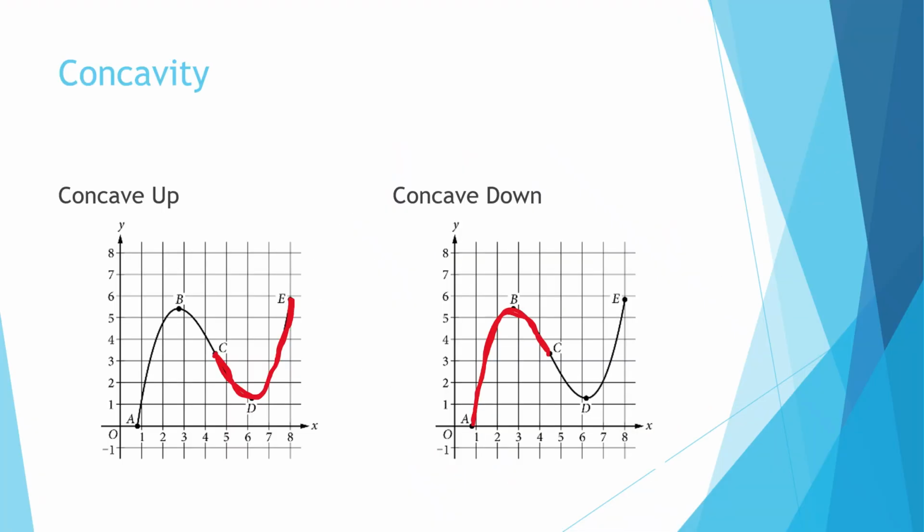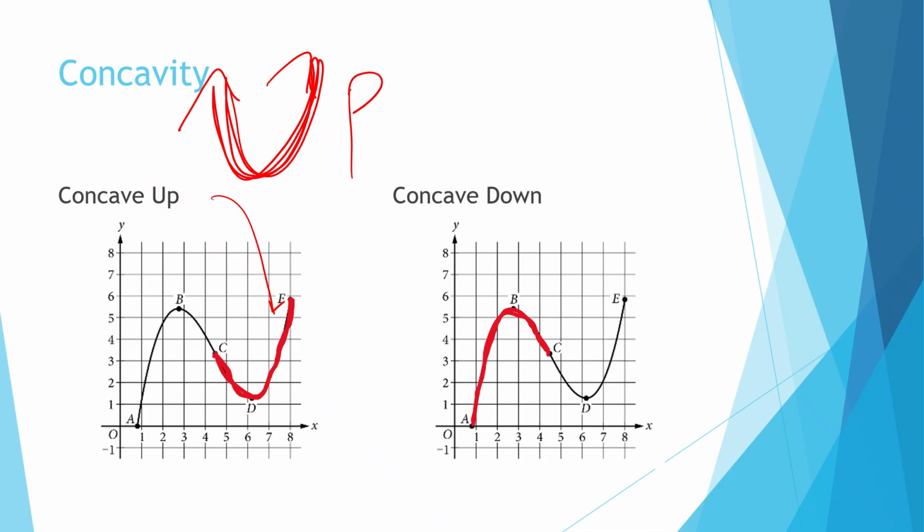Now let's take a look at concavity. This is a pretty new concept, right? A lot of classes up to this point haven't talked about concavity, but you're going to have to identify when portions of graphs are either concave up or concave down. Concave up is pretty easy, right? That's going to be this segment right here, where basically it's going to be an upwards U shape. So U for up, this is an example of a concave up graph.